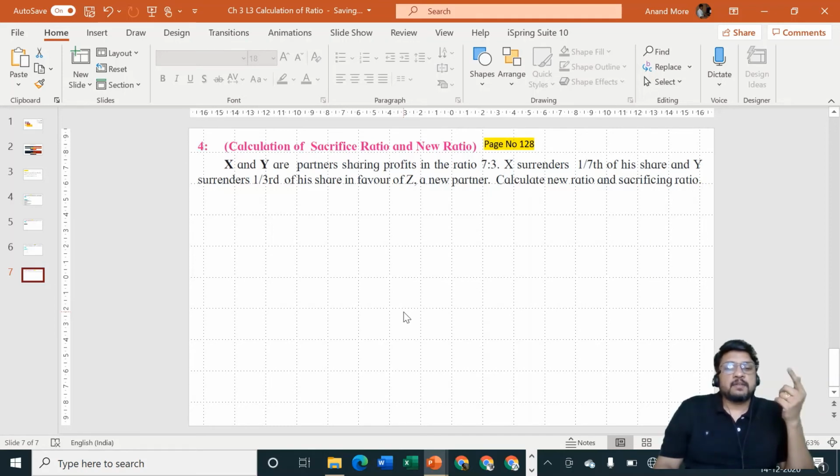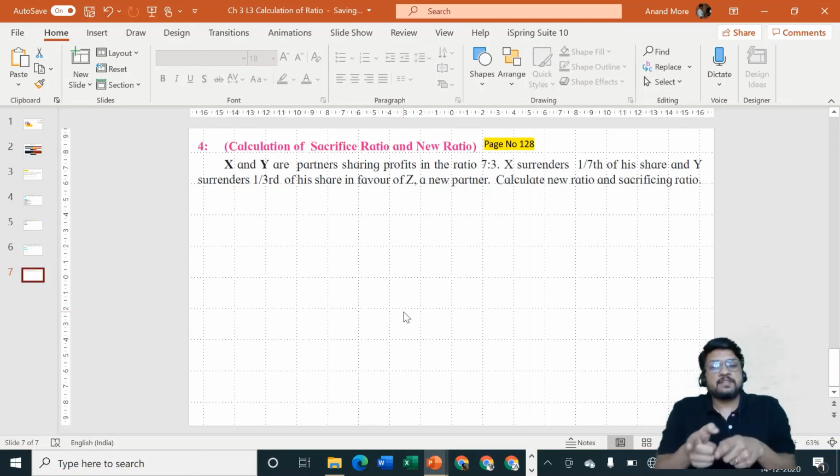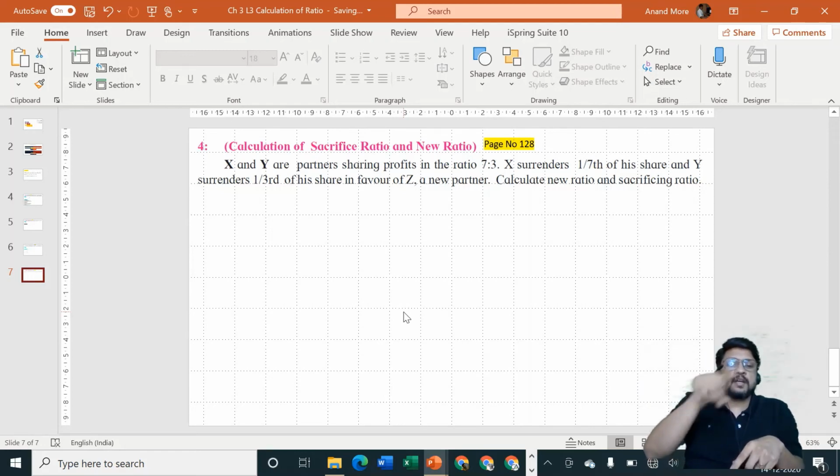So 1/7 X will surrender, but 1/7 of what? In the previous question it was half will be surrendered by Naveen, half will be surrendered by Praveen, and half of what? Half of Reena's share. Here it is 1/7 surrendered by X and 1/3 surrendered by Y, but 1/7 of what? 1/3 of what? So it will be 1/3 of his share, 1/7 of his share. That means 1/7 of X's own share. X will be surrendering 1/7 of his own share, whatever is his share.